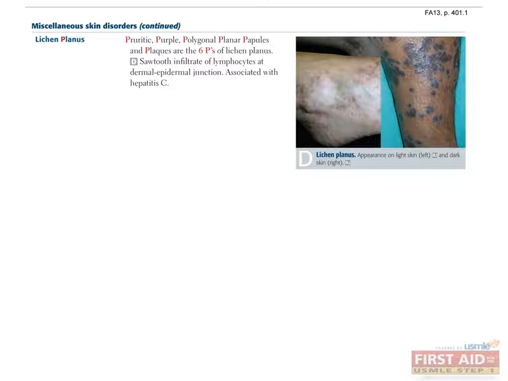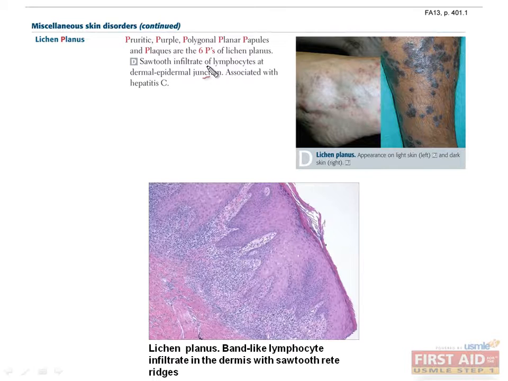The next lesion is lichen planus. This skin lesion is classically and always described as pruritic, purple, polygonal, planar papules. Histopathologically, lichen planus appears with sawtooth infiltrate of lymphocytes at the dermal-epidermal junction. It's also important to recognize that this lesion is associated with hepatitis C. I like to remember that lichen planus with a P shows pruritus, purple, polygonal papules, and is associated with hepatitis C, which also has a P in it.